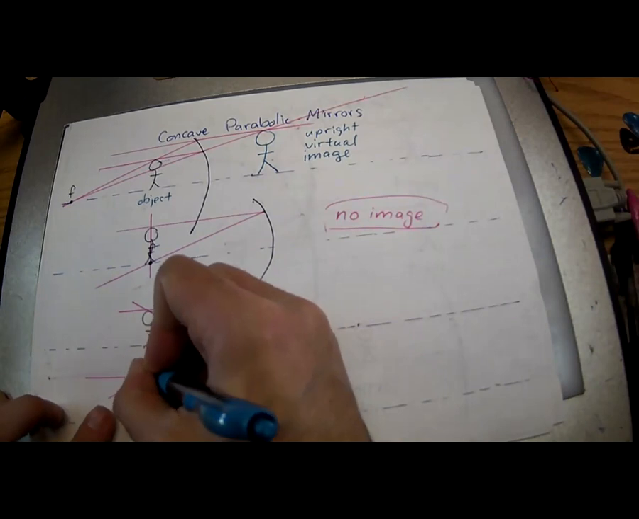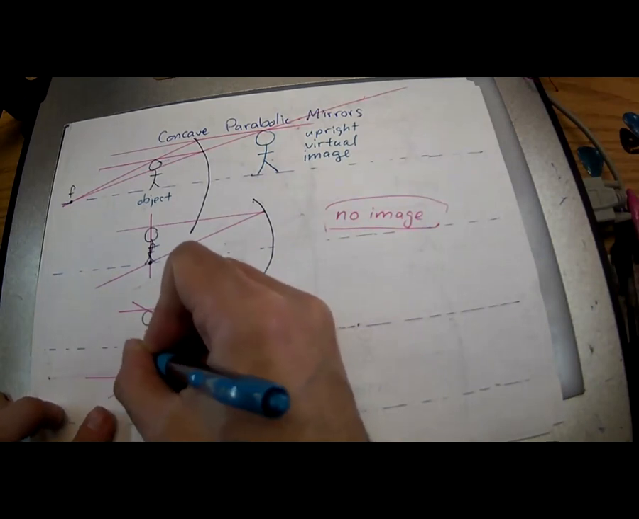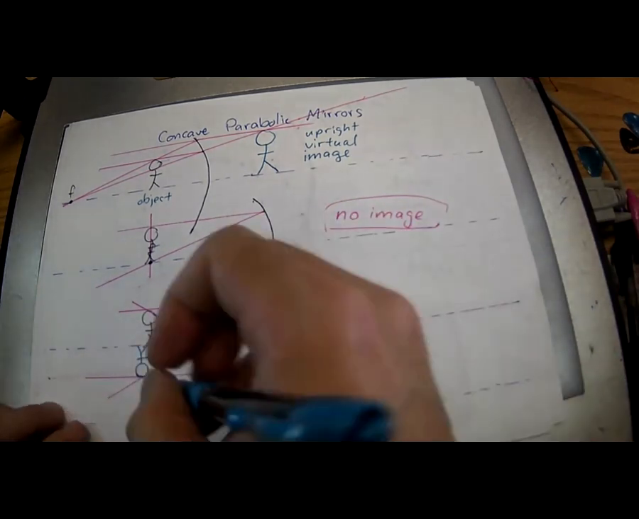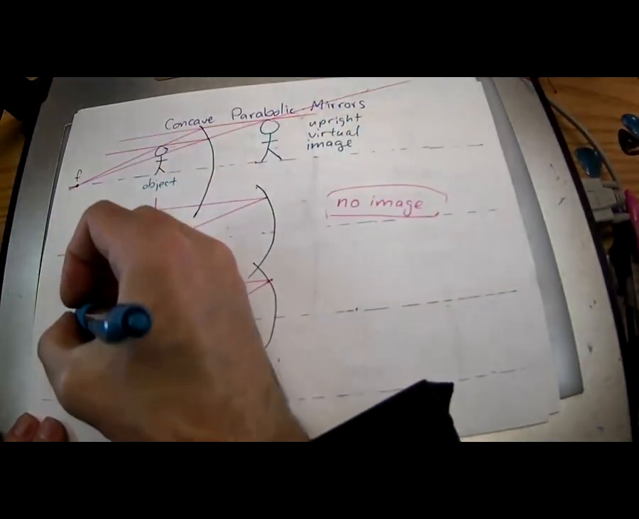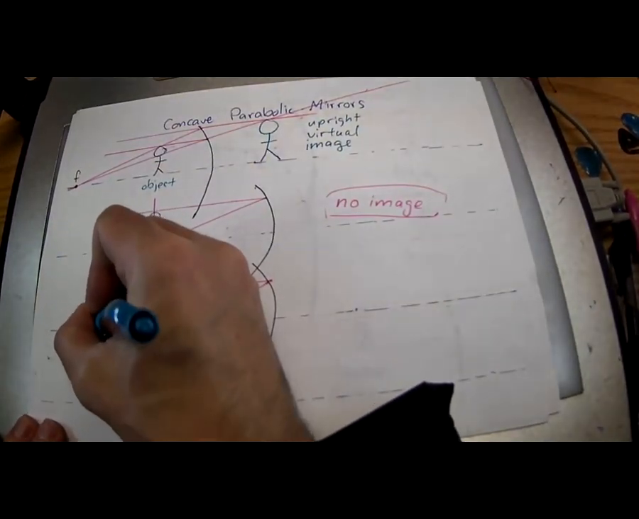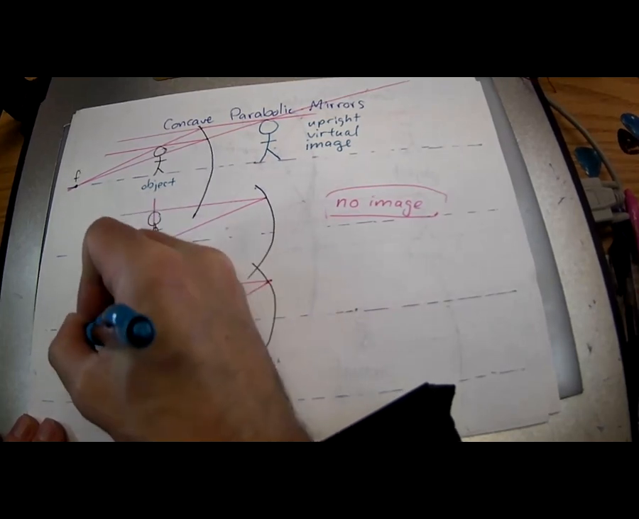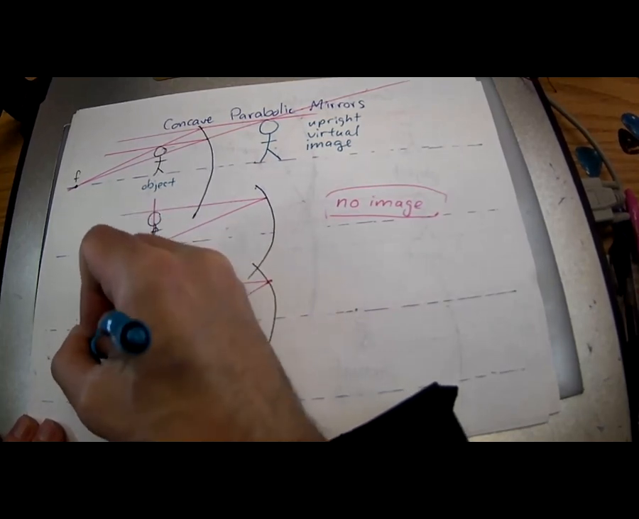Now this is the first time on this paper that you've seen something like this, where it looks like the image is actually hovering in front of the mirror. It's on the same side as the object, isn't it? It's inverted because it's upside down, but it's called a real image. It's an inverted real image.